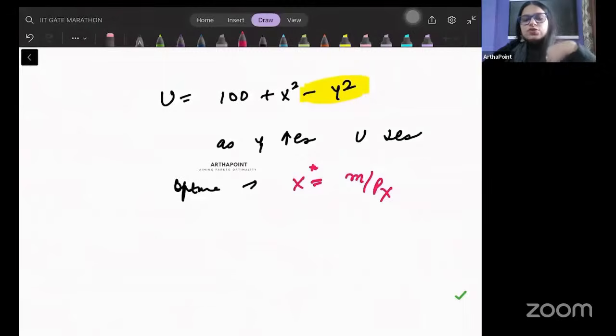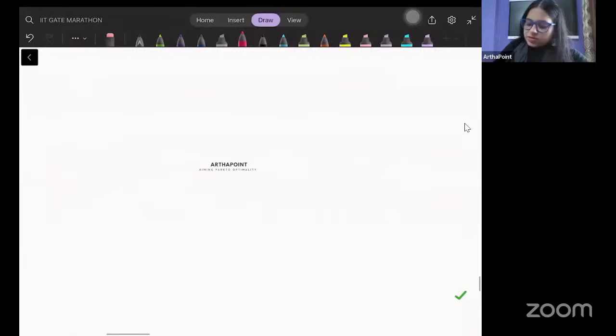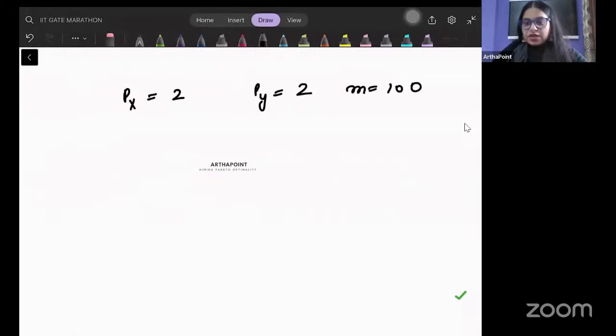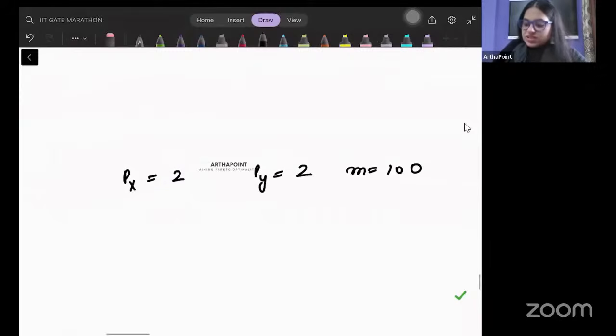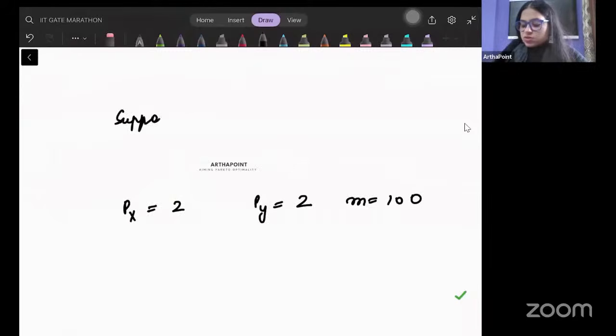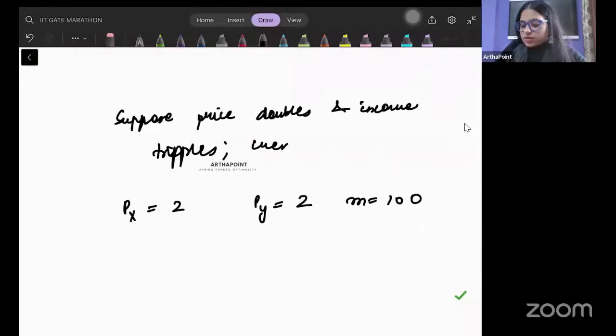This again is a question which a lot of you have done wrong in the tests. It depends. If the price of good x is 2, price of good y is 2, income of the consumer is 100, they will ask a question that suppose price doubles and income triples, then what happens to the slope of the budget line?